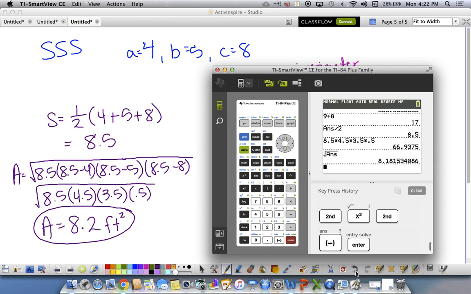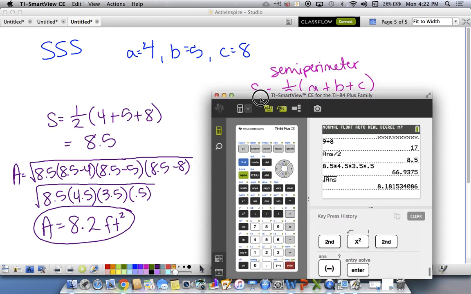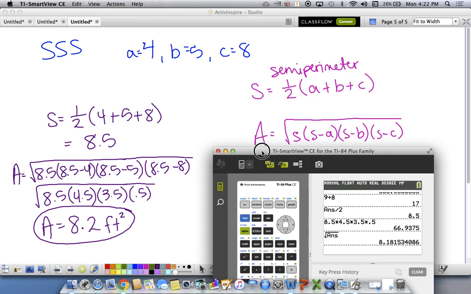Following the formulas, I will give you both of these formulas. You just have to know what they mean and be able to plug them in.